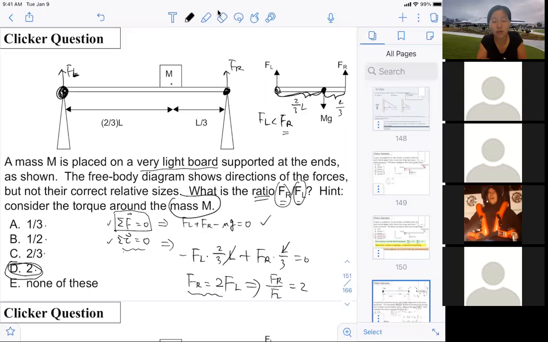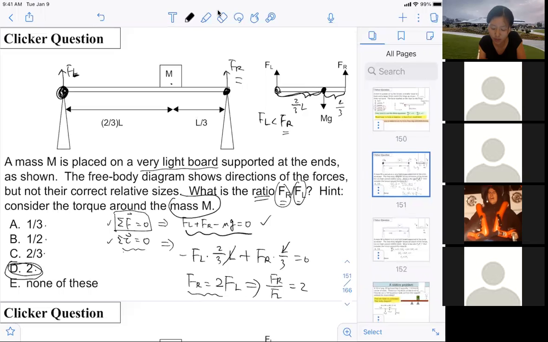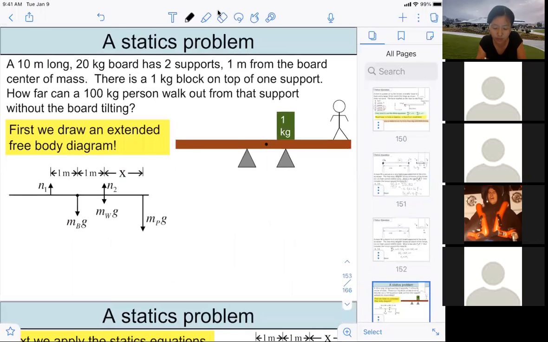Then that will give you a torque equation that calculates what FL relative to mg is. And then you can combine this with the force equation to calculate the FL, the other force. Eventually, they all will give you the same result. Okay, but if there are ways to simplify the problem, you would like to do that. So, okay, let's move on to look at a different balancing problem.